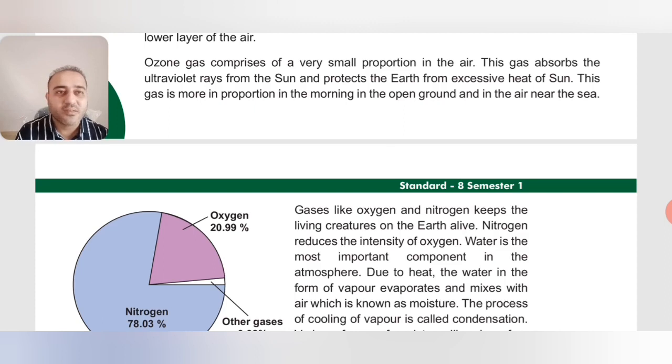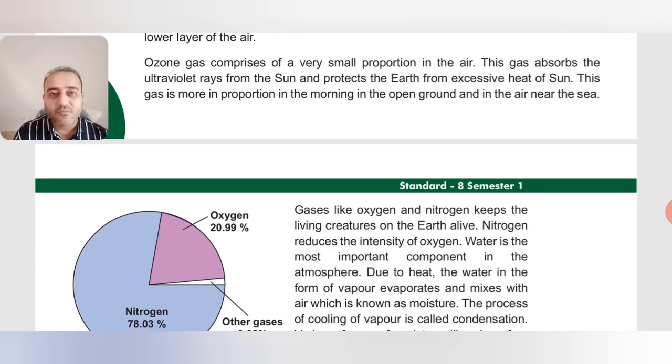Ozone gas comprises a very small proportion in the air. This gas absorbs the ultraviolet rays, that is the UV rays, from the sun and protects the earth from excessive heat of the sun. This gas is more in proportion in the morning, in the open ground, and in the air near the sea. So that was about the ozone gas.